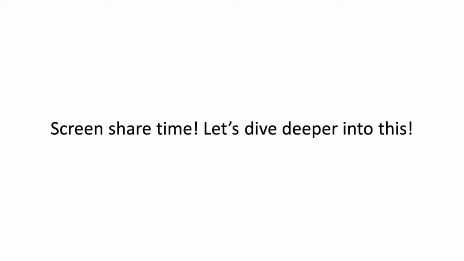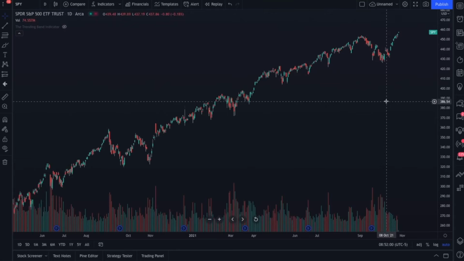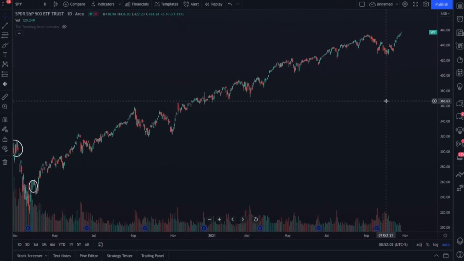All right, so enough of me giving you case studies. Let's actually go through and give you some real examples. So screen share time. Let's dive deeper into this. So let me jump over here to this other tab. So this is the S&P 500, which is the overall market.